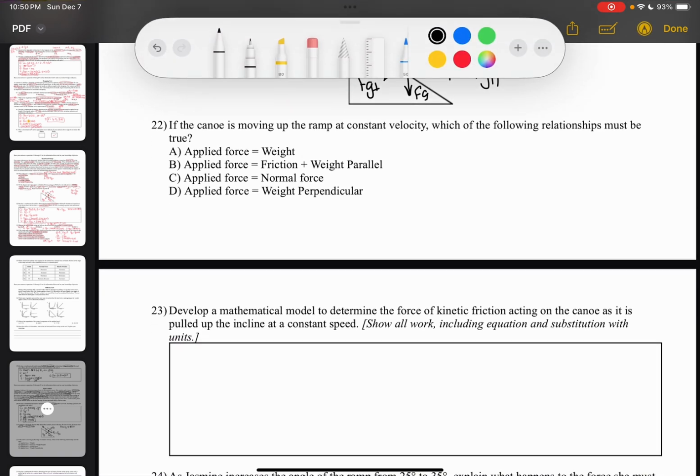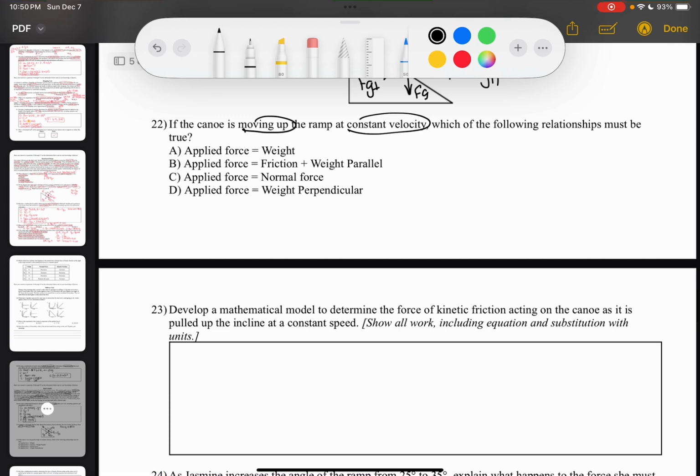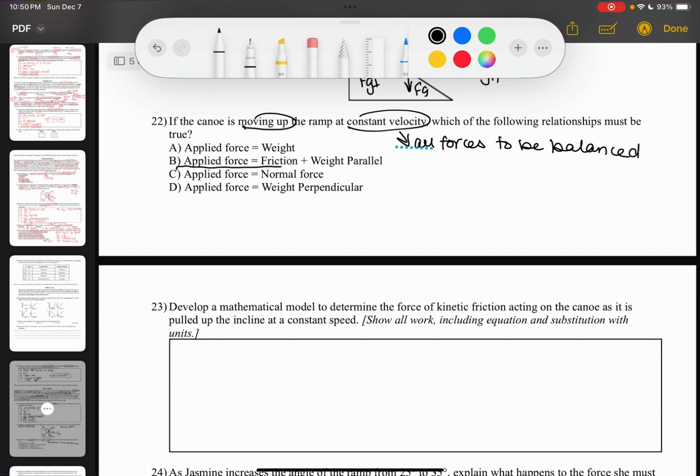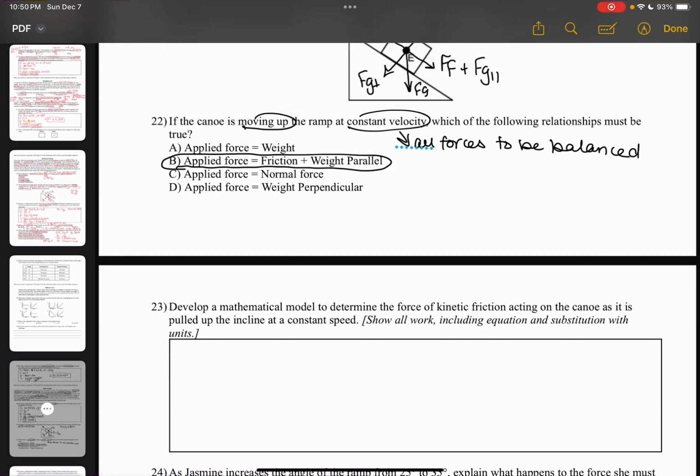Question 22. If a canoe is moving up the ramp at a constant velocity, again, we know all forces to be balanced. Which of the following relationships must be true? So we know that the applied force has to equal the friction force plus the weight parallel, right? Because the weight parallel is the thing that's wanting to cause it to slide down the ramp. And the friction force, because the object's moving upwards, friction opposes motion.